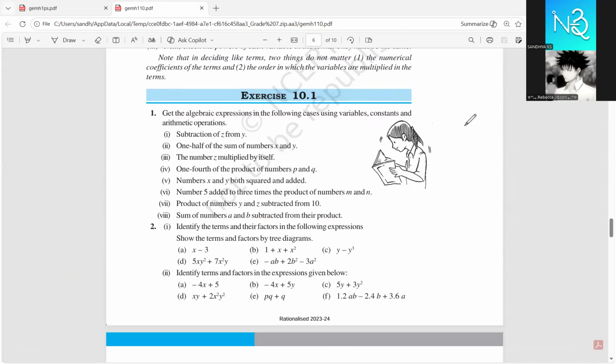Next, we are going to identify the terms and their factors in the following expression. Show the terms and factors by tree diagram. We are going to study one diagram, the tree diagram. So, x minus 3.